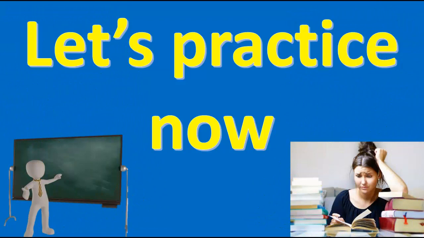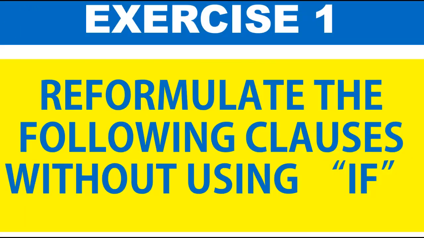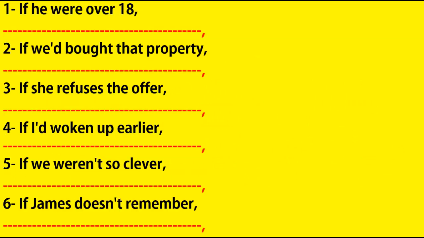Let's practice now. Exercise 1. Reformulate the following clauses without using "if." Number 1. If he were over 18. Number 2. If we had bought the property. Number 3. If she refuses the offer. Number 4. If I had woken up earlier. Number 5. If we weren't so clever. Number 6. If James doesn't remember.